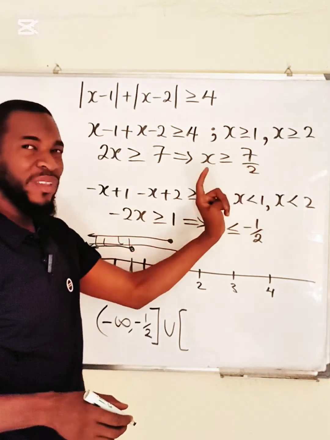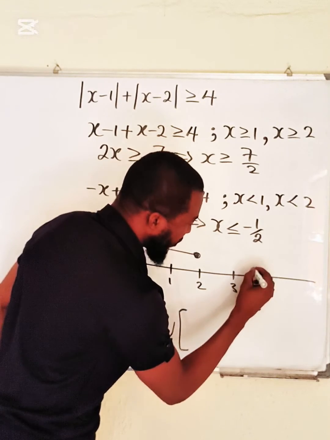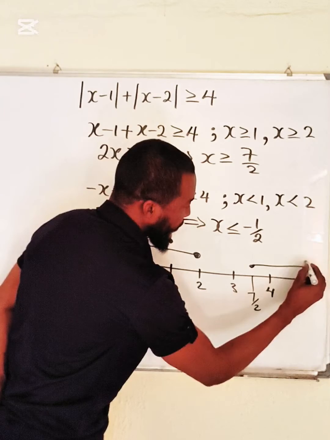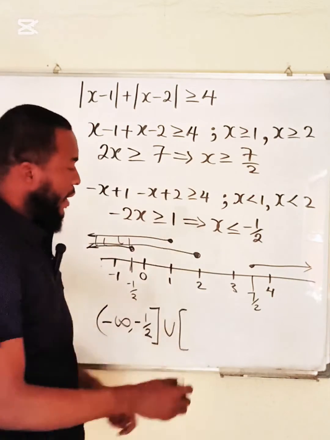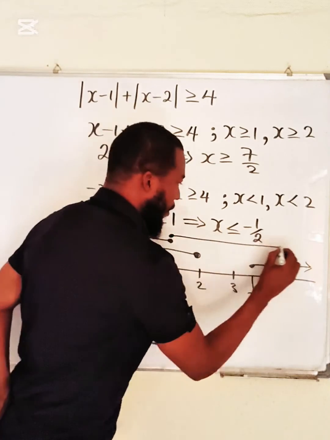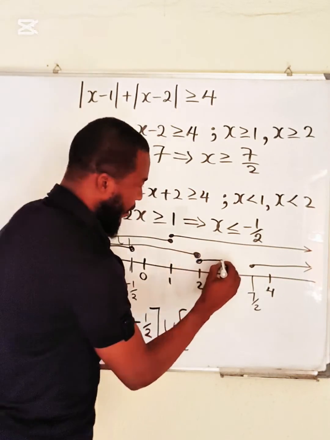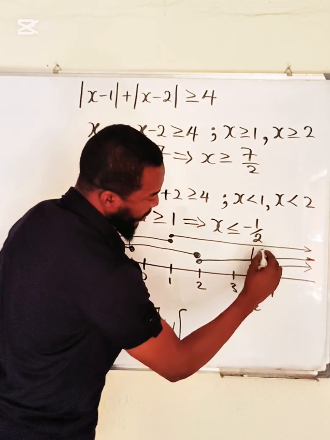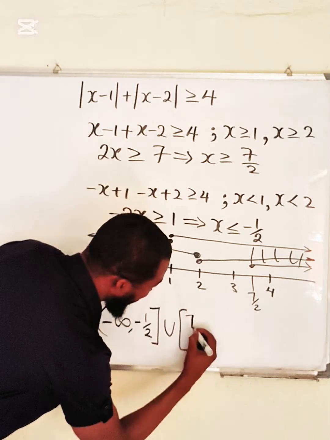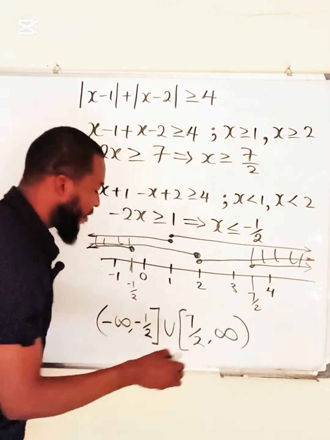7 over 2 is 3.5, I told you. Situated here. Is greater, right? 1 situated here, then 2 situated here. Can you see the intersection between the three lines? It begins here, therefore it has to be 7 over 2 up to positive infinity.